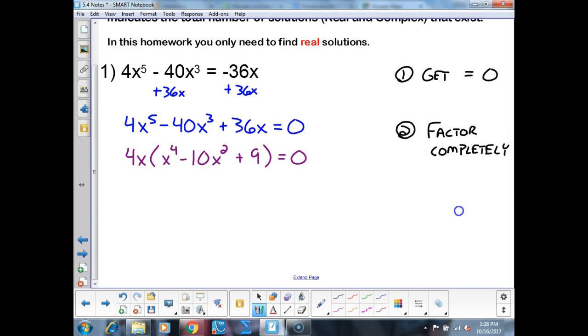Are we factored completely? No? Okay. So what do you want to do next? Can anything factor out of 4x? Nope, so that's going to stick there. Can I factor what's inside the parentheses? Probably.